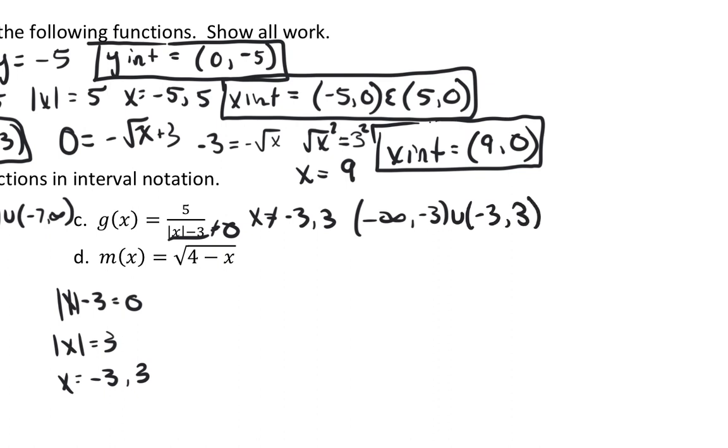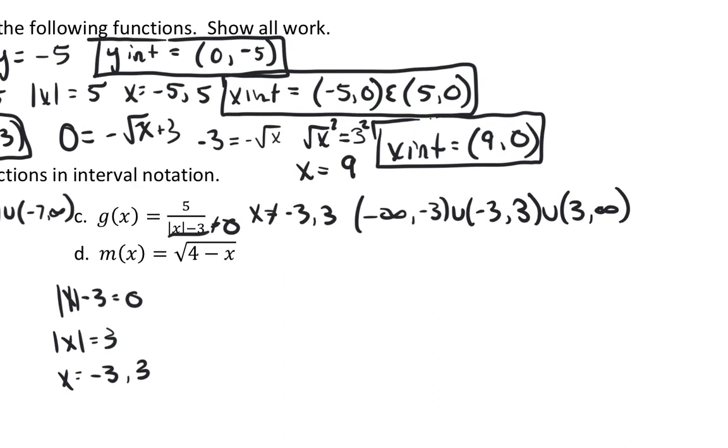-3 to 3, and then 3 to infinity. For part D, we have a square root. Our domain cannot have a negative inside the square root, or else we have an imaginary number. So we have to determine where the inside of the square root becomes negative, and that's at 0. Wherever the inside equals 0, that's at x equals 4.